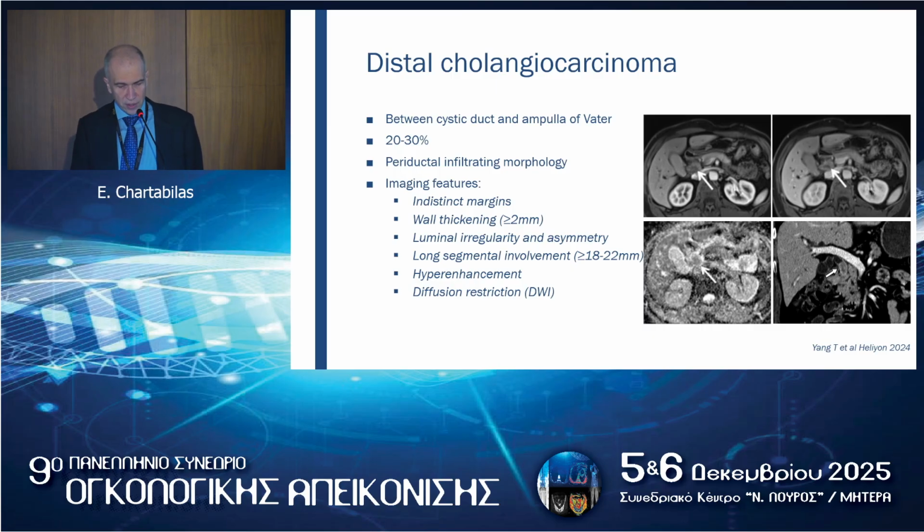For distal cholangiocarcinoma, it's located lower than the insertion of the cystic duct, 20 to 30%. It has this periductal infiltrating morphology. And again, we have indistinct margins, wall thickening more than 2 millimeters, luminal irregularity and asymmetry, long segment involvement, hyperenhancement, and diffusion restriction. As shown here, you can see the asymmetrical thickening of the duct with diffusion restriction, and on coronal CT, the increased enhancement.